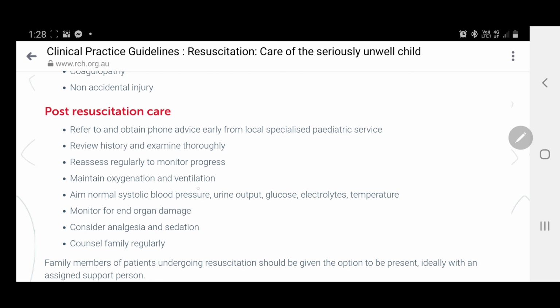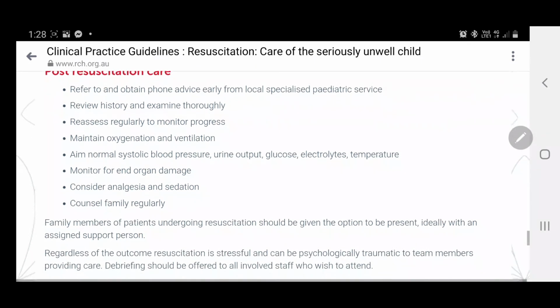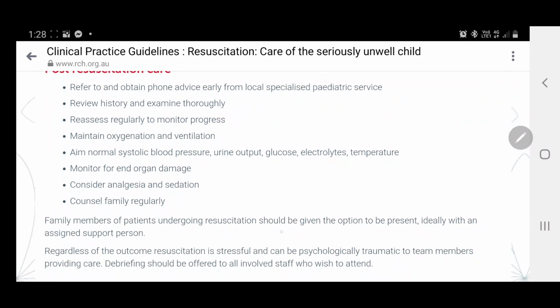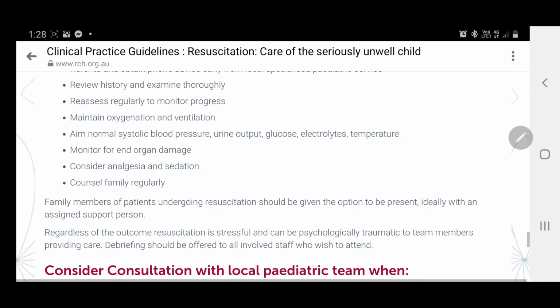Maintain oxygenation and ventilation. Aim for normal systolic blood pressure, urine output, glucose, electrolytes, and temperature. Monitor for end organ damage. Consider analgesia and sedation. Counsel family regularly. Family members of patients undergoing resuscitation should be given the option to be present, ideally with an assigned support person. Regardless of the outcome, resuscitation is stressful and can be psychologically traumatic to team members providing care. Debriefing should be offered to all involved staff who wish to attend.